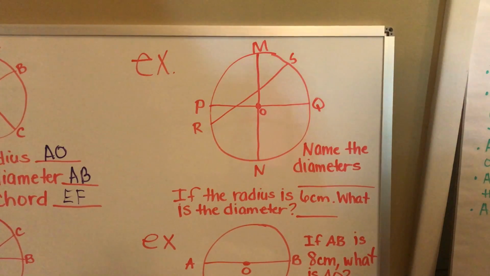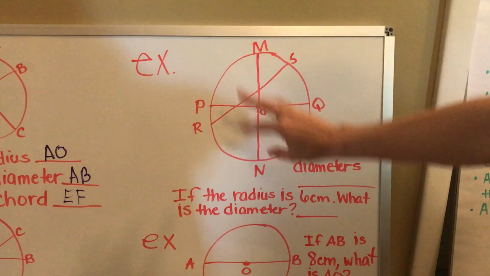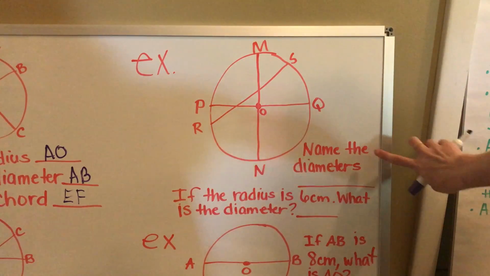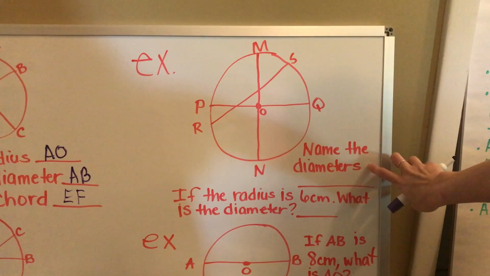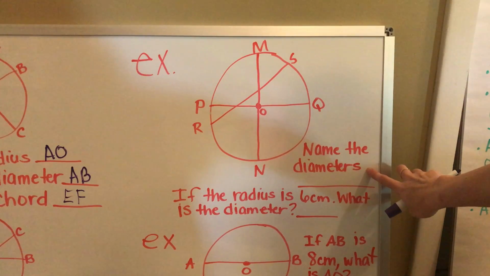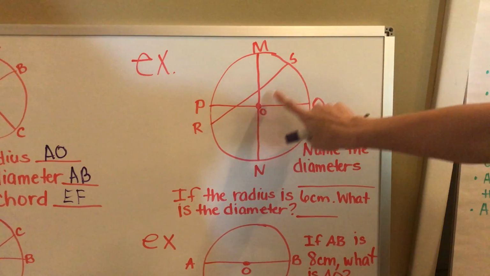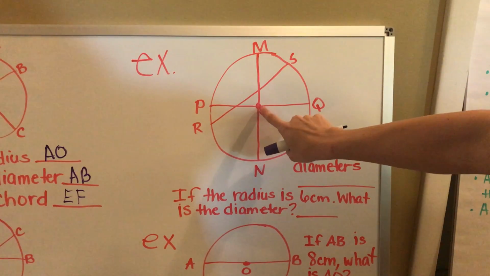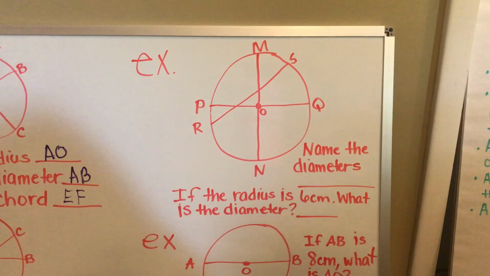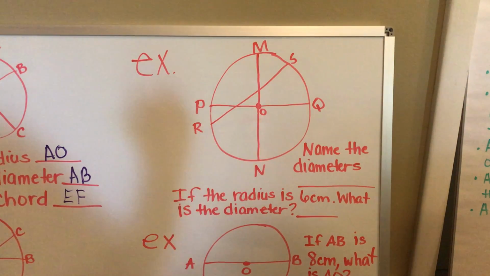The next one we have is over here. Okay, so we have a lot of lines on this one. So the question is name the diameter. We have several on this one. The first thing I can see right here is RS is not going to be a diameter because it does not go through that center. So see if you can figure out the two that are diameters, and then you can pause it, figure it out, and then come back and see if you're correct.